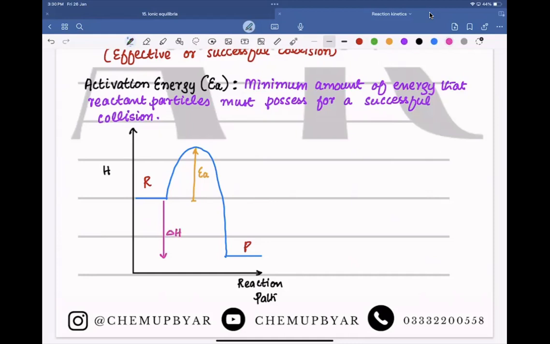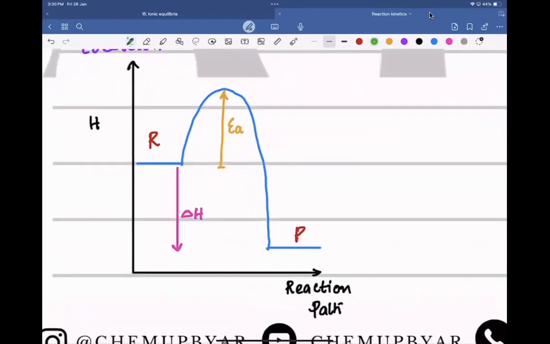When we add a catalyst, what will happen? It provides an alternative path with a lower activation energy. So this is the lower activation energy in the presence of a catalyst.